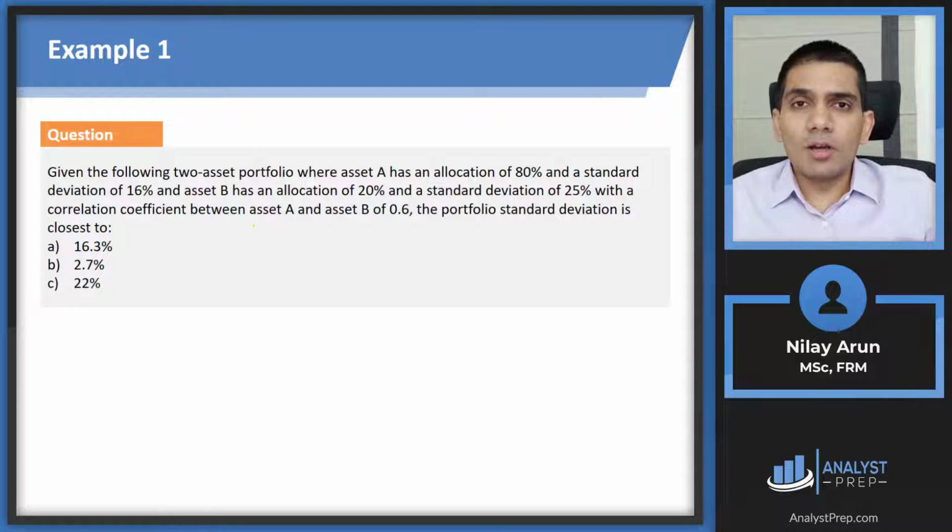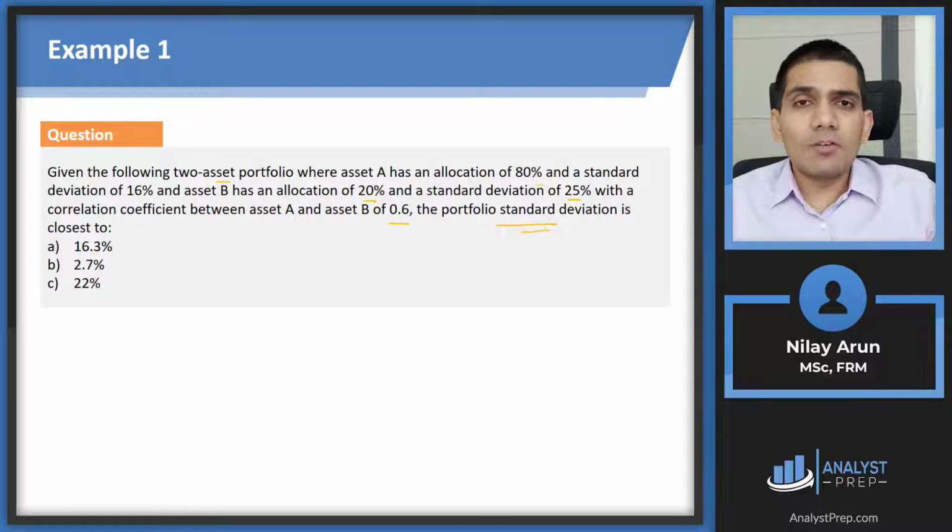Now let's try out a couple of questions to understand this better. Now we have a 2-asset portfolio. Asset A has an allocation of 80% and a standard deviation of 16%. Asset B has an allocation of 20% and a standard deviation of 25%. Now the correlation coefficient is 0.6. What is the portfolio standard deviation?